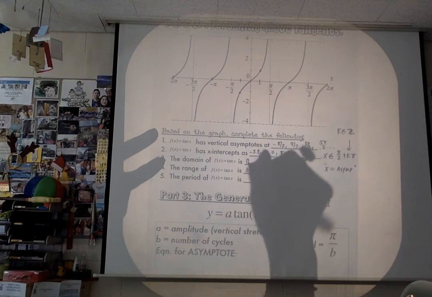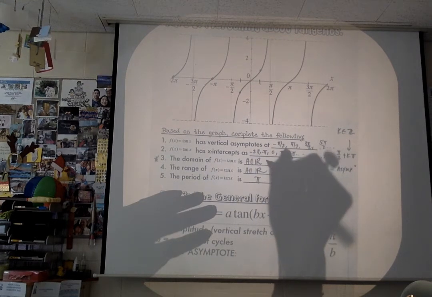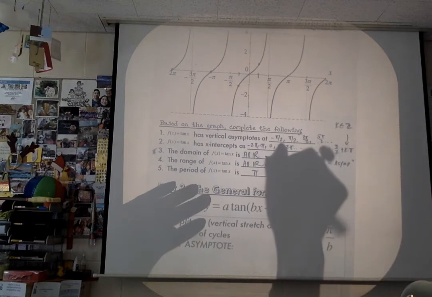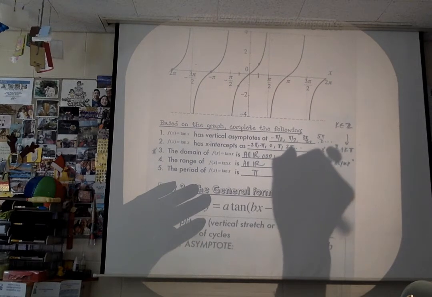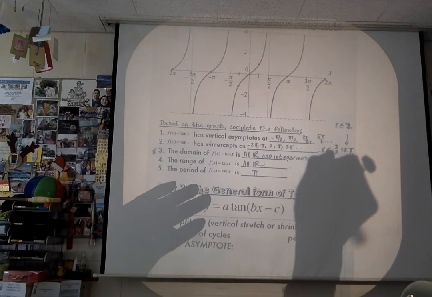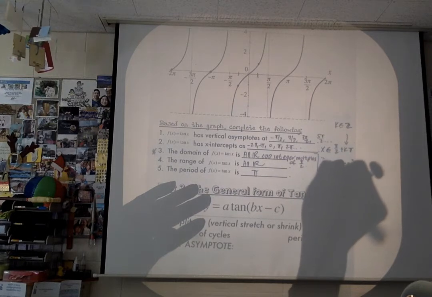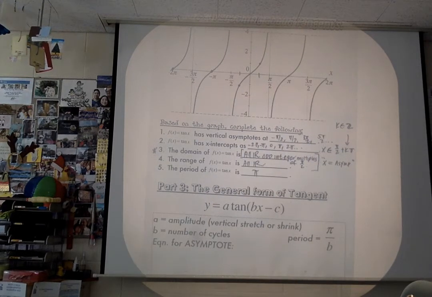So, it's all reals, right? All reals, except what? I'm going to write this. It's not going to make much sense at the beginning, okay? Except odd integer multiples of pi over 2. So I want you to think about that, okay?